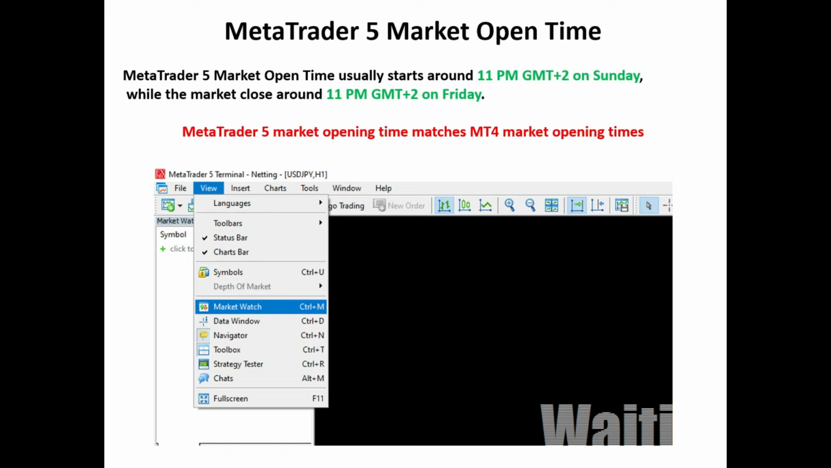MetaTrader 5 market open time usually starts around 11 p.m. GMT+2 on Sunday, while the market closes around 11 p.m. GMT+2 on Friday. And for every single broker, the most important thing is that MetaTrader 5 market opening time matches MT4 market opening times. So the market opening time, whether you trade MetaTrader 4 or MetaTrader 5, will be the same for the same broker. You just need to go to View, then Market Watch, and you will see the trading server time.